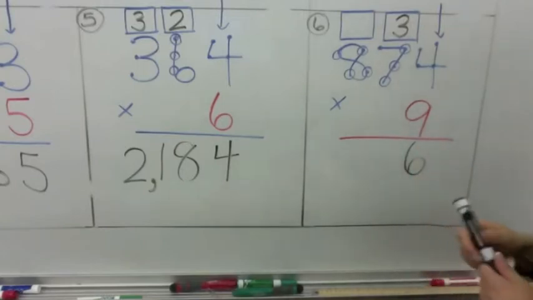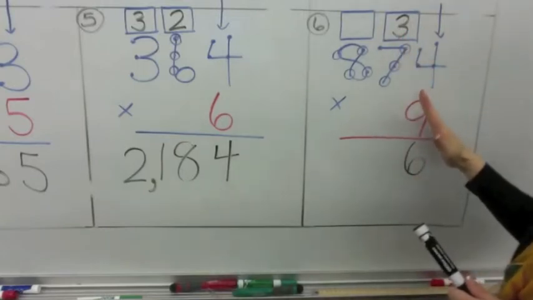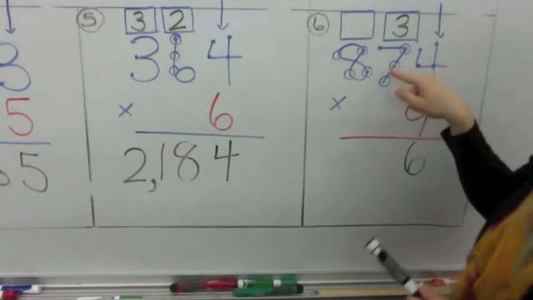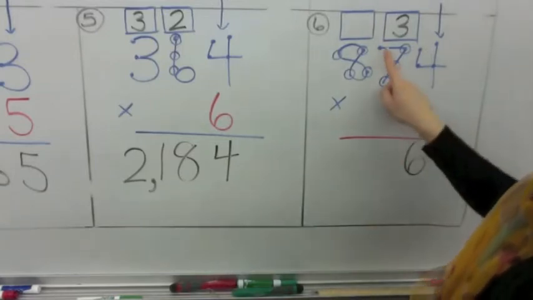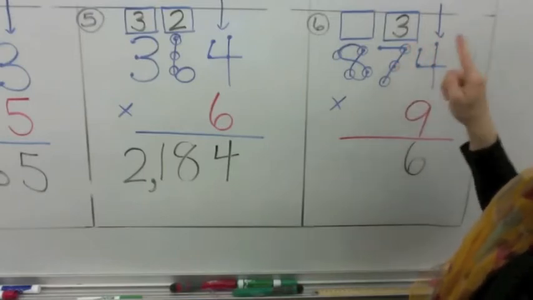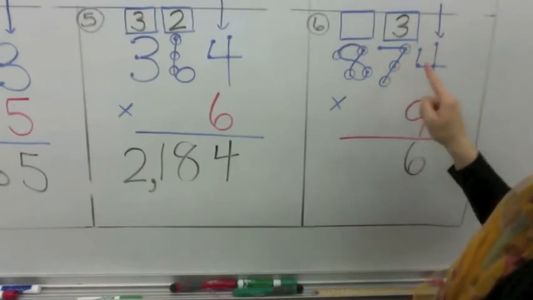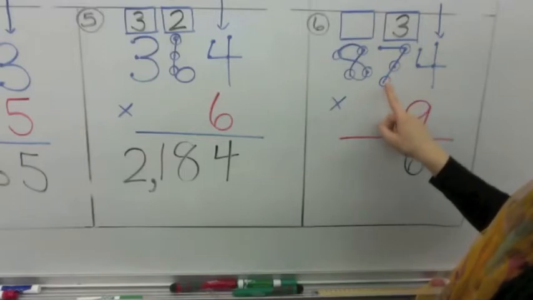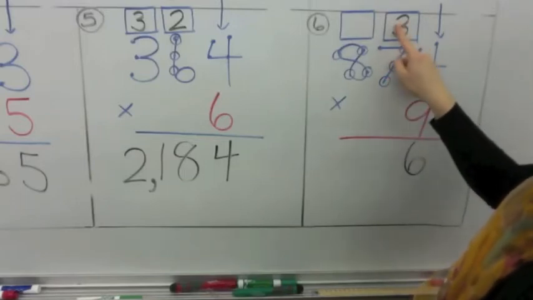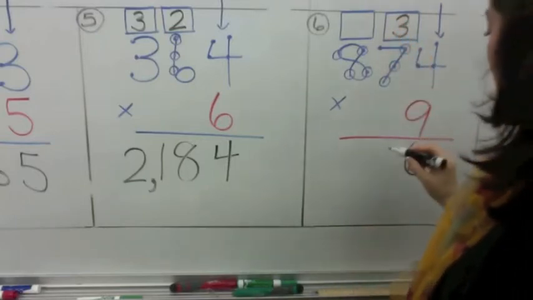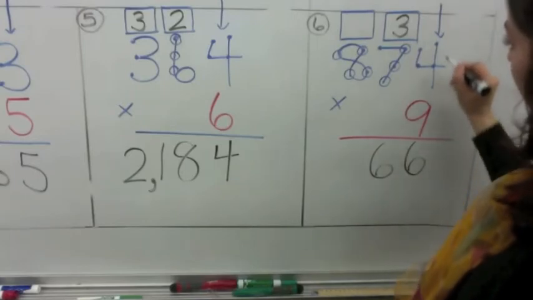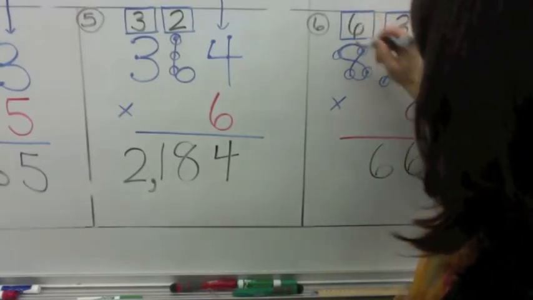Great. Now let's multiply the tens place. The what? The tens place. We do 9 times 7. Skip count with me. 9, 18, 27, 36, 45, 54, 63. So we're at 63 plus 3 more. So we're going to say 64, 65, 66. So put down the 6, carry over the 6.